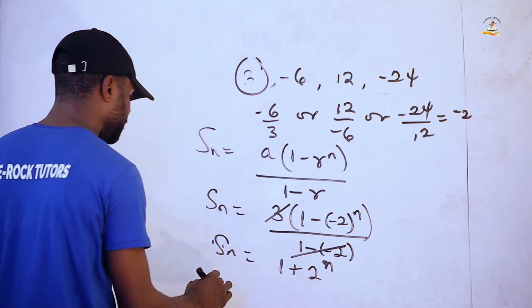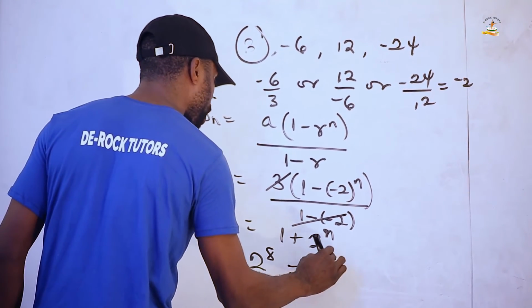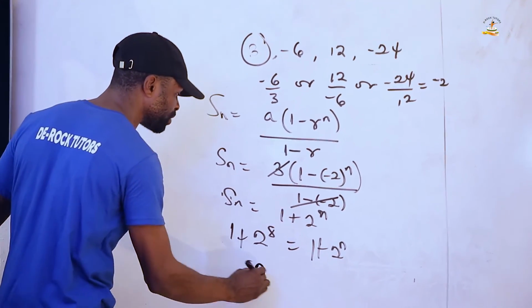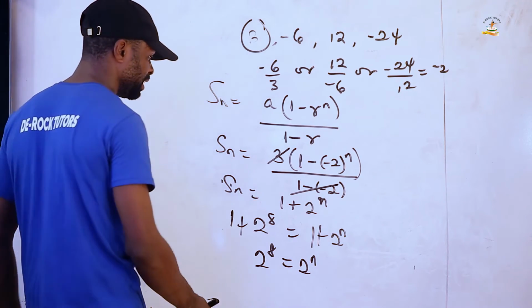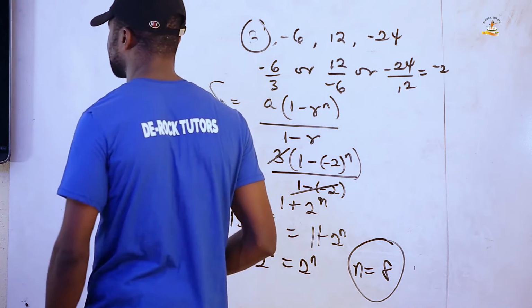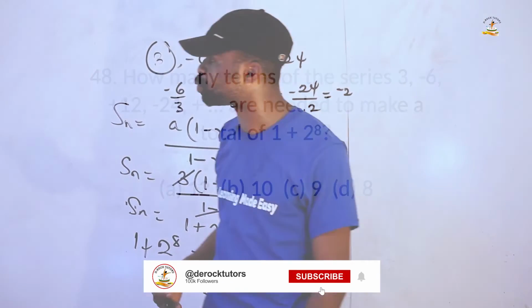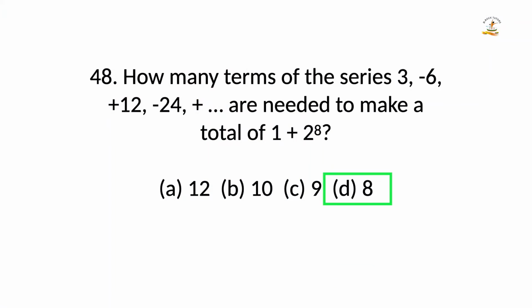From here, the total is given to be 1 plus 2 raised to power 8, equal to 1 plus 2 raised to power n. Looking at this, 2 raised to power 8 is equal to 2 raised to power n. Since they have the same base, we equate the powers as n equal to 8. It implies that a total of 8 terms are needed in order to get the sum of 1 plus 2 raised to power 8. According to the question, the correct answer there is 8, and it is D.